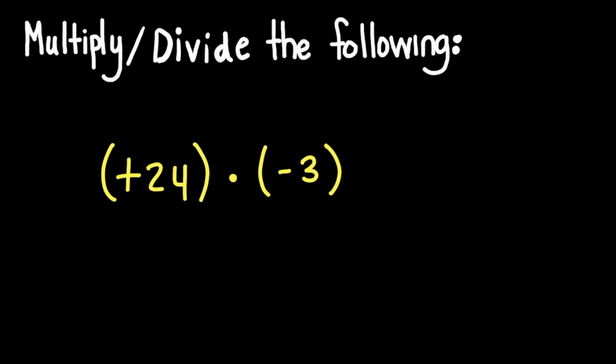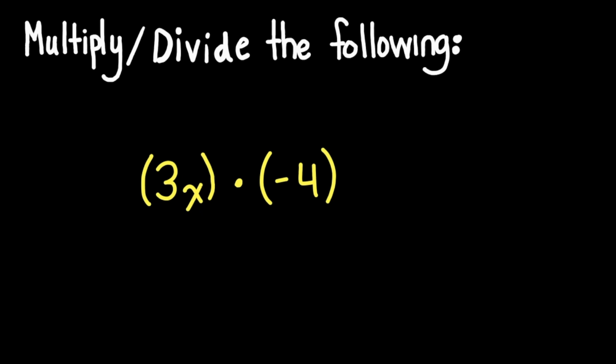Alright, in this problem we have positive 24 divided by negative 3. Now since a positive times a negative always will yield a negative, positive 24 times negative 3 is going to give us an answer of negative 72. Easy enough.